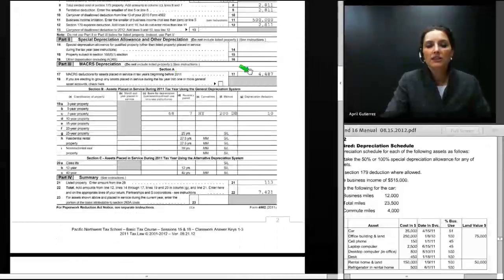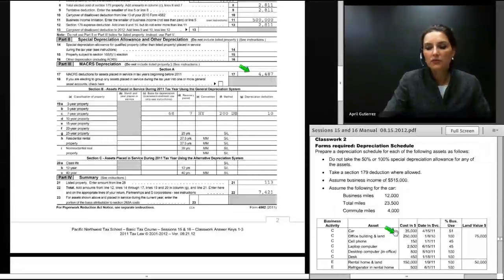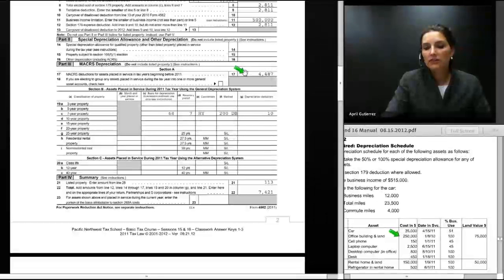Next, we look at depreciation deductions for assets placed in service in years before 2011. The only asset placed in service in a year before 2011 is this office building and land. And if you recall, we figured the depreciation amount on that office building as being $4,487, and it is the amount that is entered on line 17.